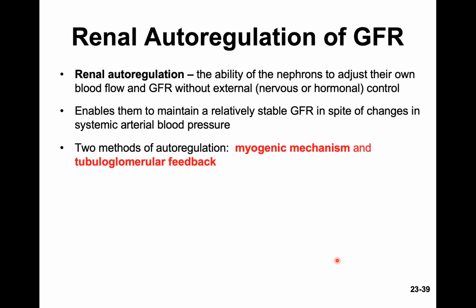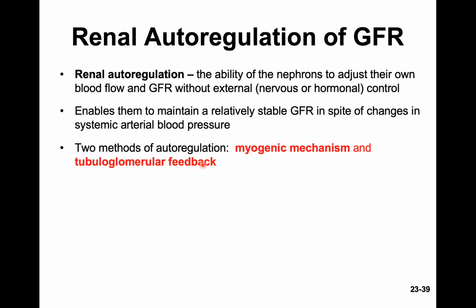So, there are two primary mechanisms of autoregulation. And autoregulation, if you remember the term, it's self regulation. This is how the kidney regulates its own function. And one of those ways is called the myogenic mechanism, and the other way is called tubuloglomerular feedback, or TG feedback. So we do both of these mechanisms in order to maintain a stable GFR.